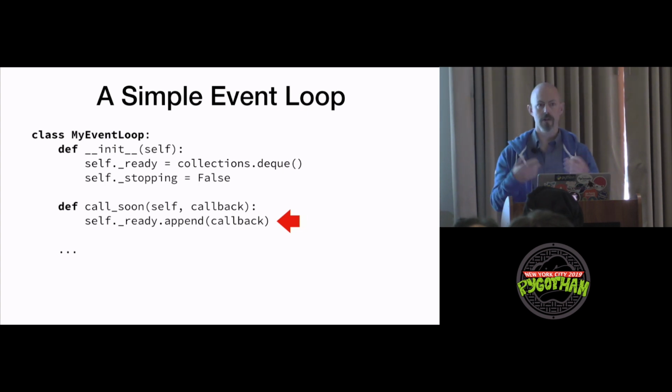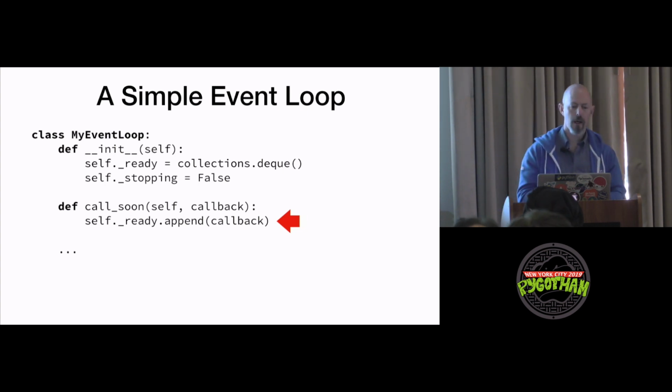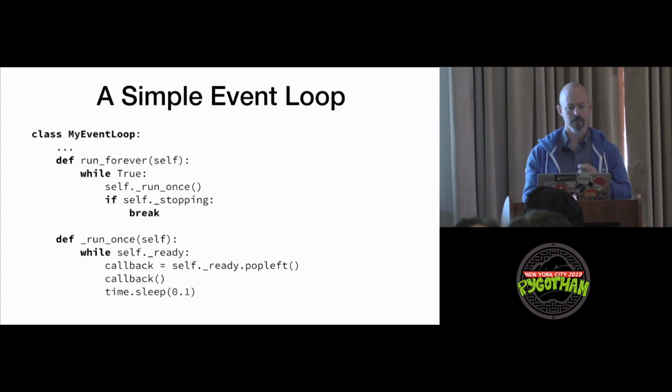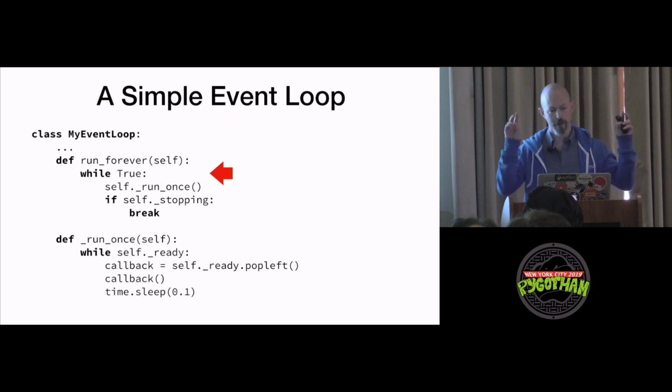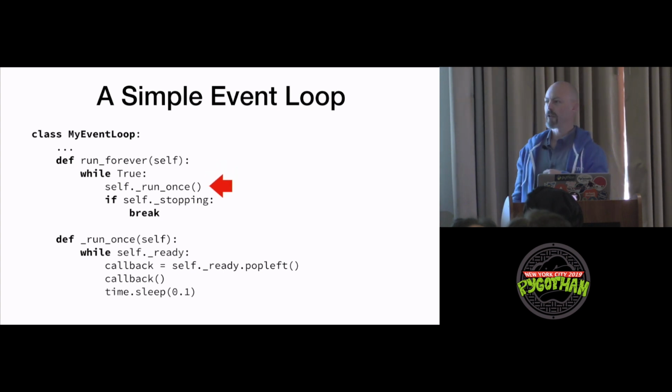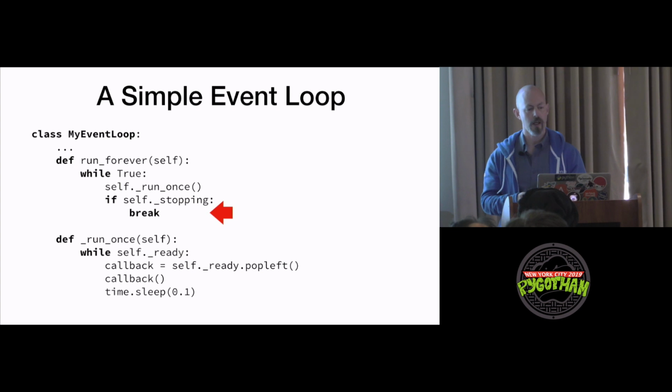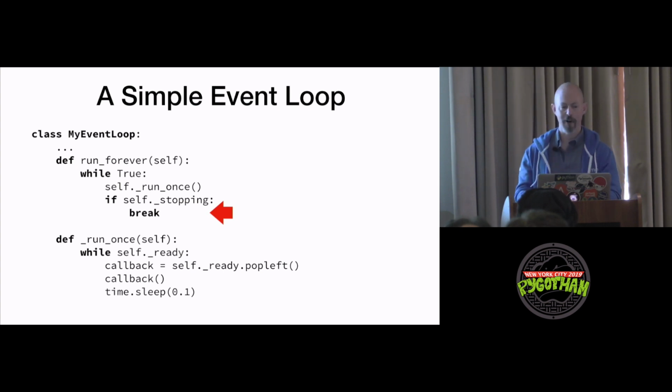That takes a callback, which is a function, essentially, and we just add that to the end of our deck. Then we have run forever. This is another public function, so this is what we'll call when we want the loop to actually start running. It runs in a while true, so conceptually forever. And each time through the loop, it just runs our run once function. And if stopping is set to true at any point, it will just break, and this function will return. Nothing too complex so far, I hope.